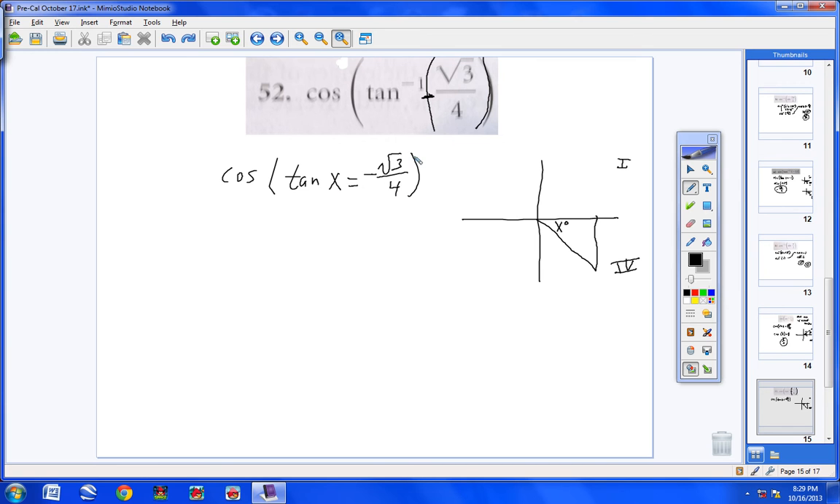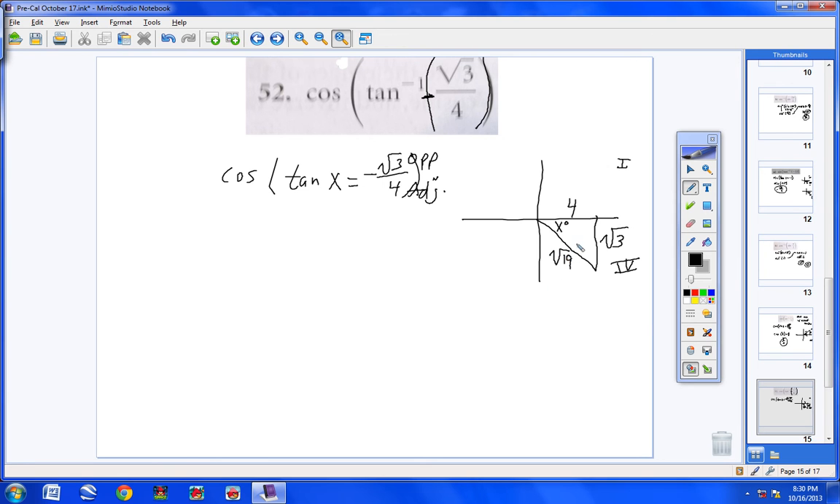And then what is tangent? Tangent of x is opposite over adjacent. So opposite would be square root of 3. Don't worry about the negative sign. We already took care of the negative sign by writing this in the fourth quadrant. So opposite is square root of 3. Adjacent is 4. Now, if you use Pythagorean's theorem on this, and we've done a lot of those, so I'm not going to take time to do that for you, you will get square root of 19 for the hypotenuse.